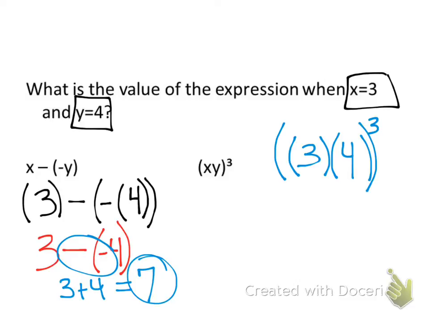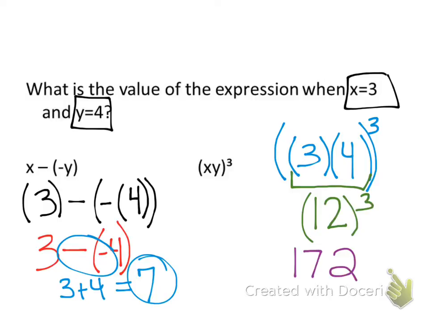What is 3 times 4? 12, so I have to do that first since it's in the big set of parentheses. And then I have 12 to the 3rd power. That's 12 times 12 times 12. I don't want to do that by hand, so this is a great time to use your calculator.